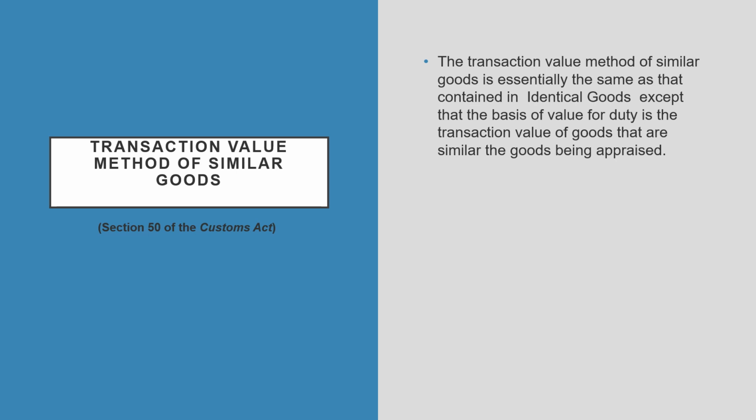The following method that you can use to arrive at a value for duty is the method of similar goods. Similar goods is essentially the same as identical goods, except that the basis of value for duty is values of goods that are similar to the ones being appraised.